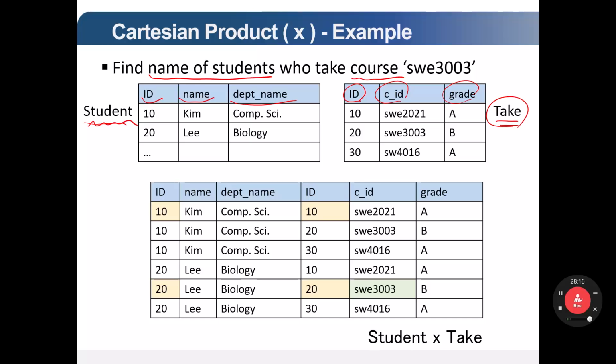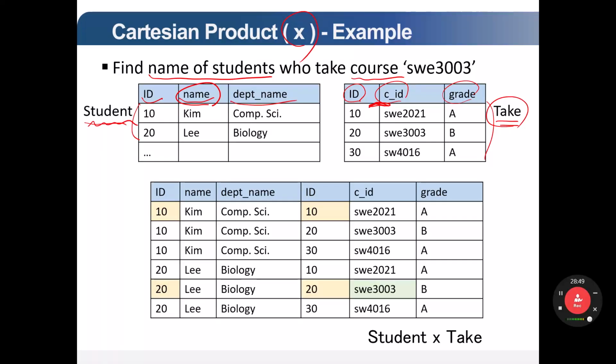So the information that we need is scattered across these two tables. We need the name, and we need the course taking information from another table called take. So we need to combine these two tables somehow. In that case, we use this Cartesian product operation. Okay. So first, just apply Cartesian product. Let's assume we had only 2 tuples in student and 3 tuples in the take table.